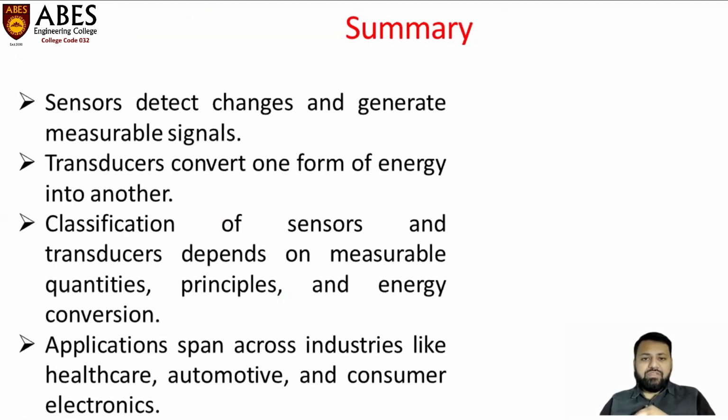So this is the summary of this class basically. First one, the sensor can detect the change and generate measurable signals, while the transducer converts one form of energy into another form. The classification of the sensors and transducer basically depends on the measurable quantities, what physical quantity we are going to measure or actuate. Then the second one is the principle, and in the last we can classify the sensors and transducer on the basis of energy conversion.